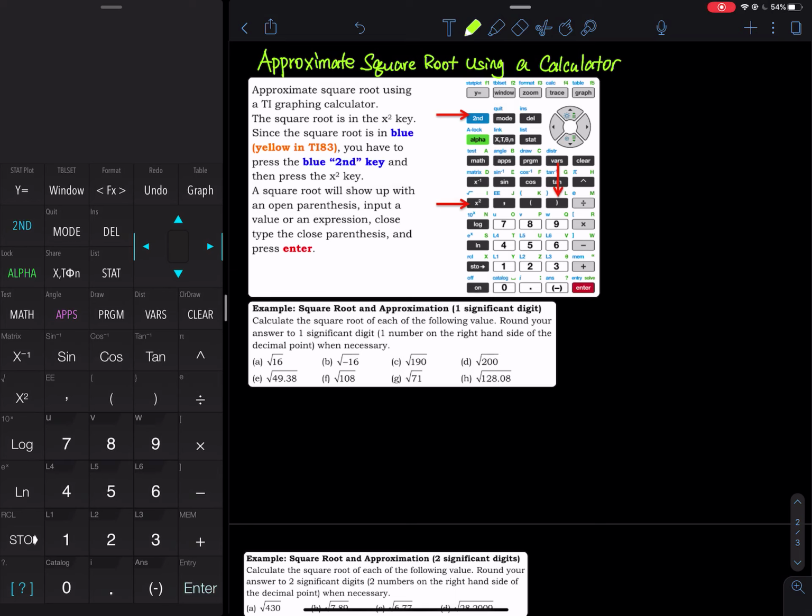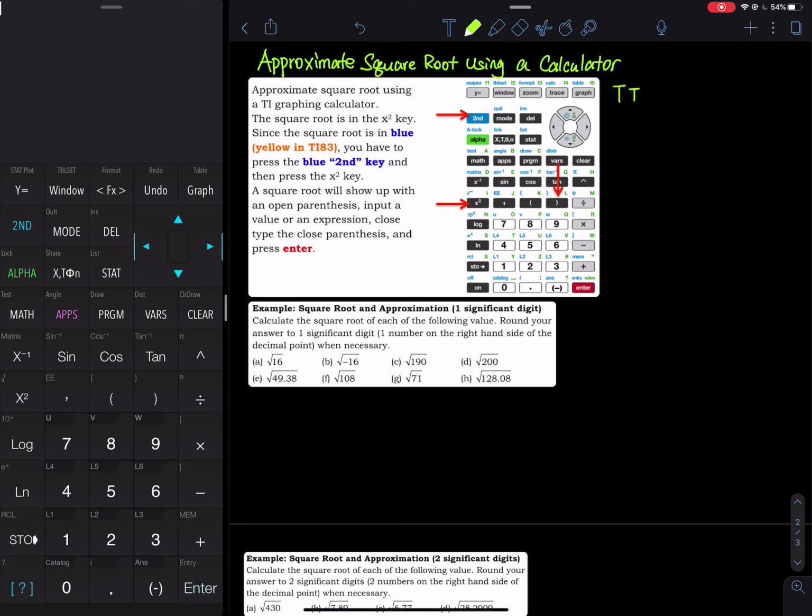In this video, I'm going to show you how to use a calculator to approximate a square root. The calculator I have, you see a split screen. The calculator on the left is not a TI graphing calculator. It's an app I downloaded from the App Store, something similar to a TI-84. The screenshot I gave you is straight from a TI-84 Plus CE.